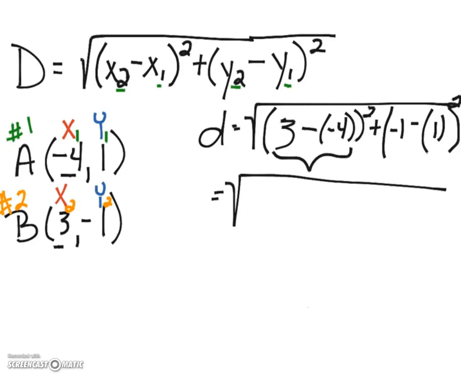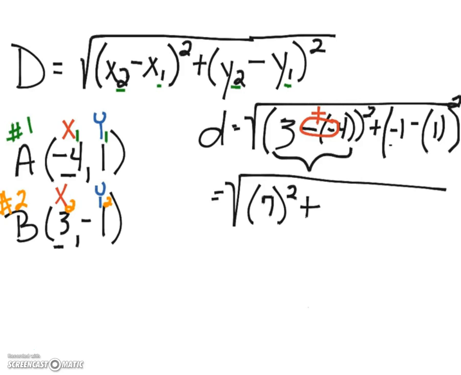Okay? Don't forget that because we have 3 minus negative 4, that will become a plus. And so we have 3 plus 4 is going to be 7. Oops, I drew the wrong symbol there. Just a second. So you have 7 here, squared.